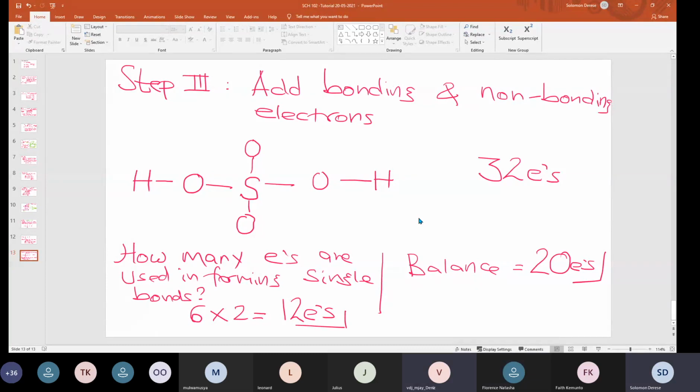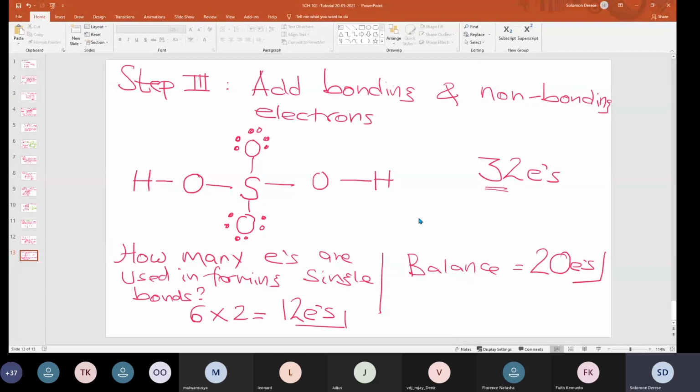So we have this 32. Okay, we are not going to add more electrons than what we have. So we'll count: 1, 2, 3, 4, 5, 6, 7, 8, 9, 10, 11, 12.